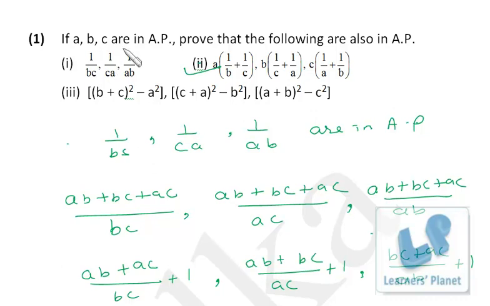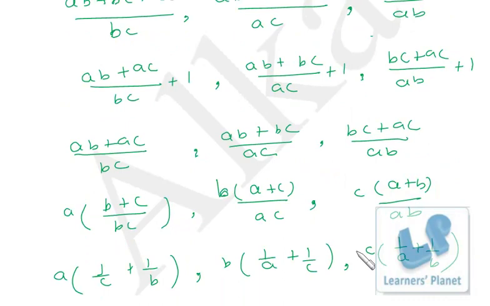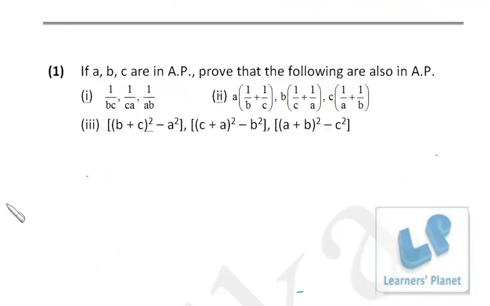So we started with A, B, C are in AP, then we established these three are in AP. After that we multiplied each of them by AB plus BC plus AC. Then we split and then eliminated one, and then this step. Okay, so that's pretty simple. Now the third one.